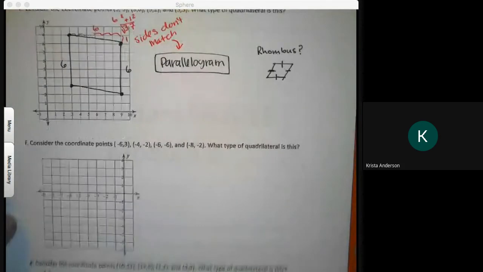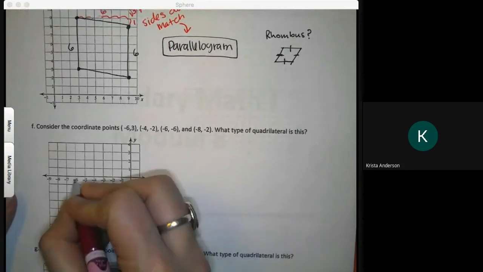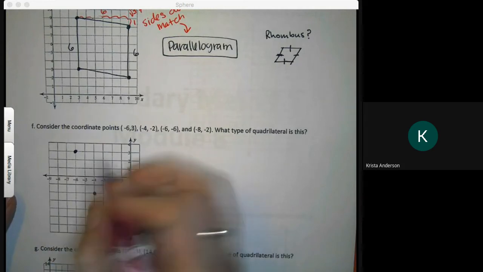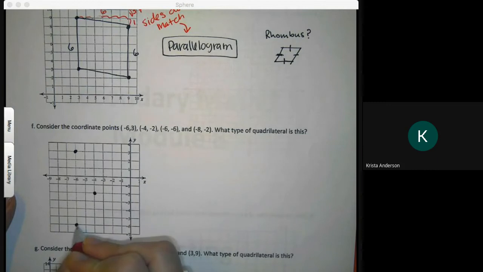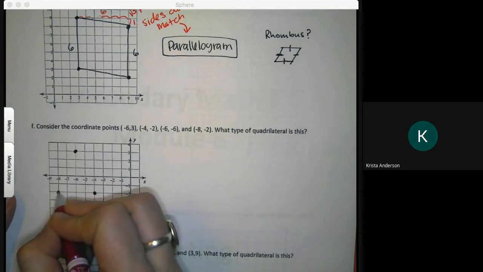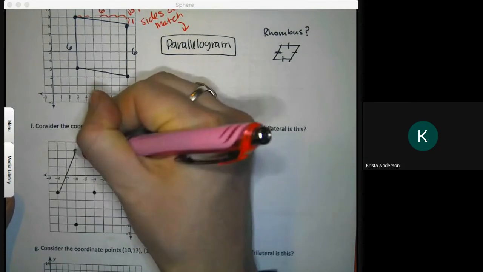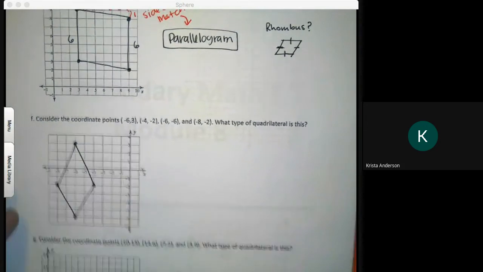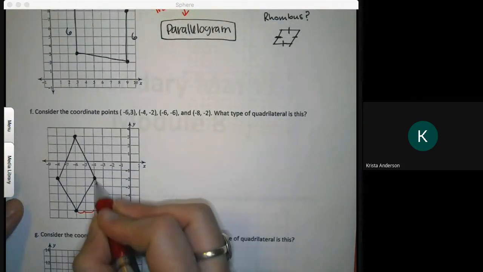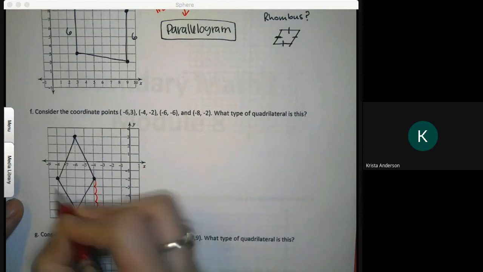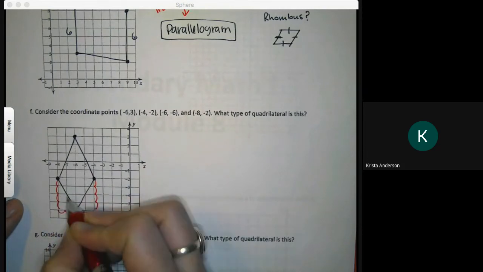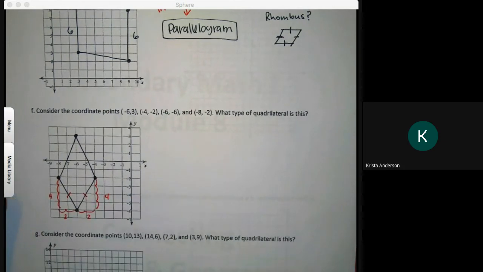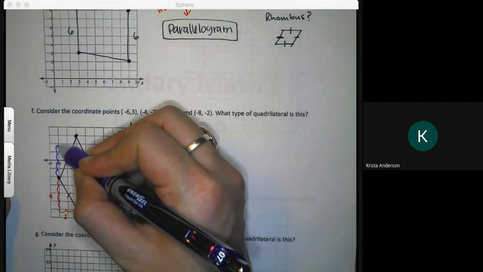F. I have -6 up 3, -4 down 2, -6 down 6, -8 down 2. When I check my slopes, my bottom ones match. They're both 2 by 4. And the top one, 1, 2, 3, 4, 5.